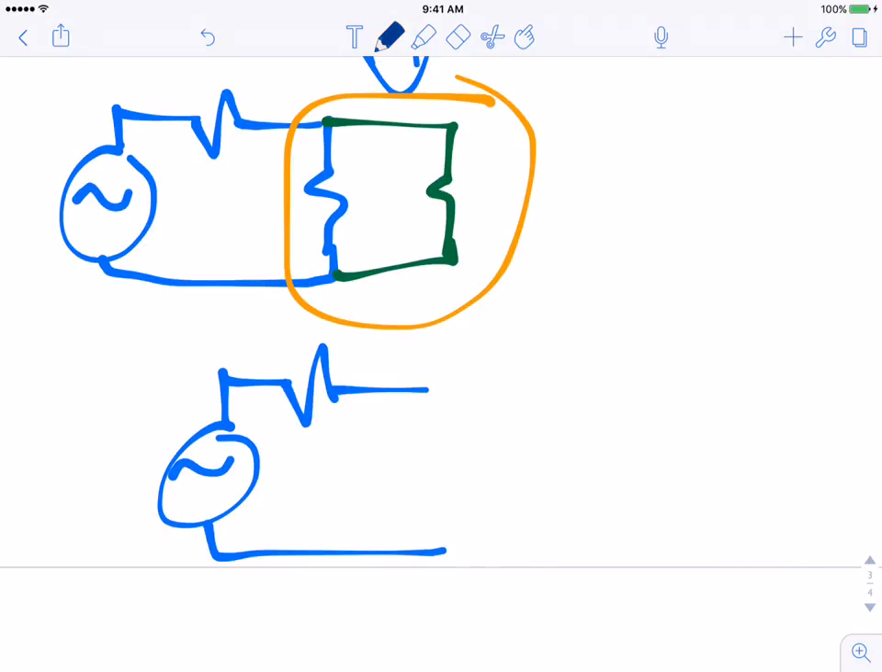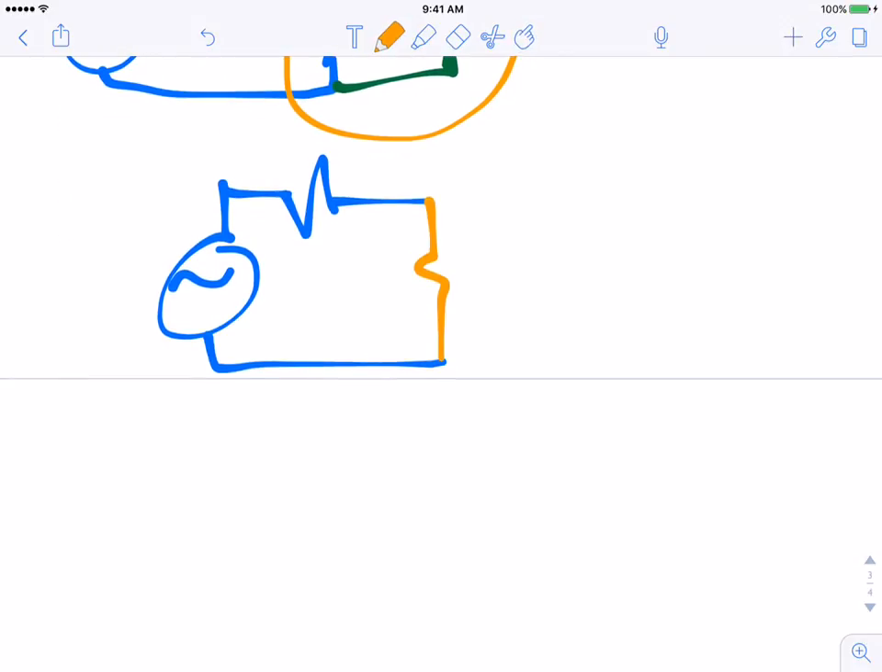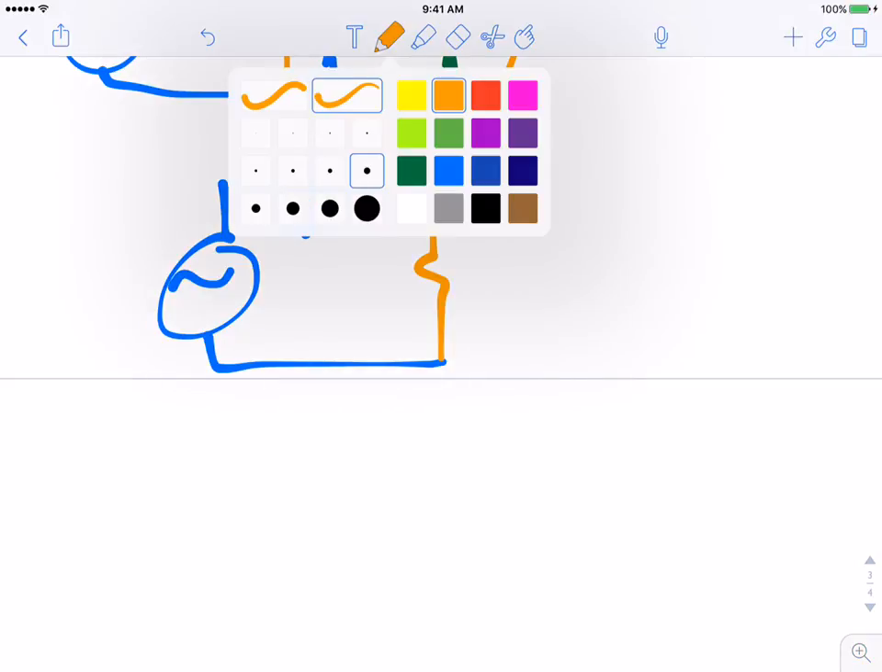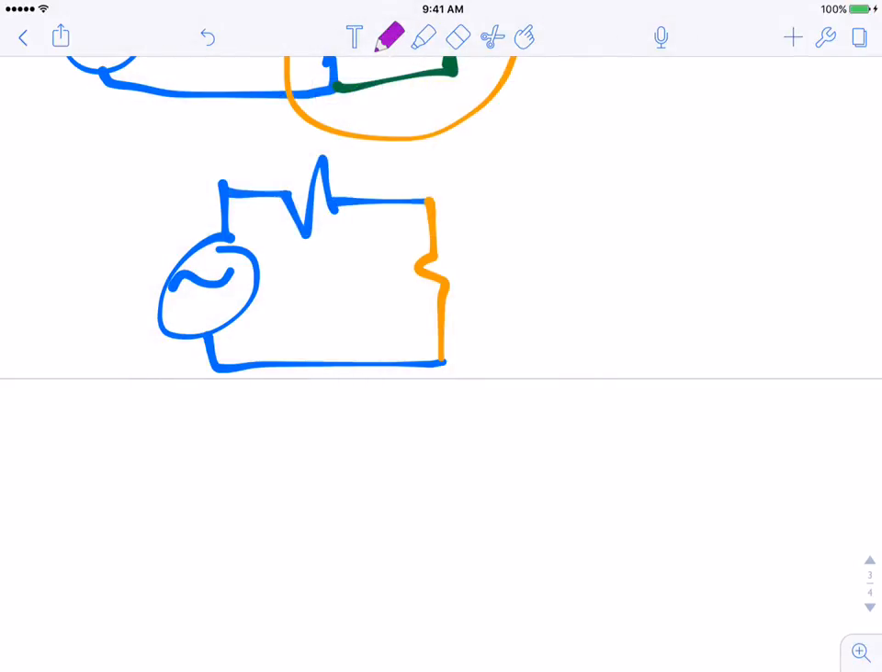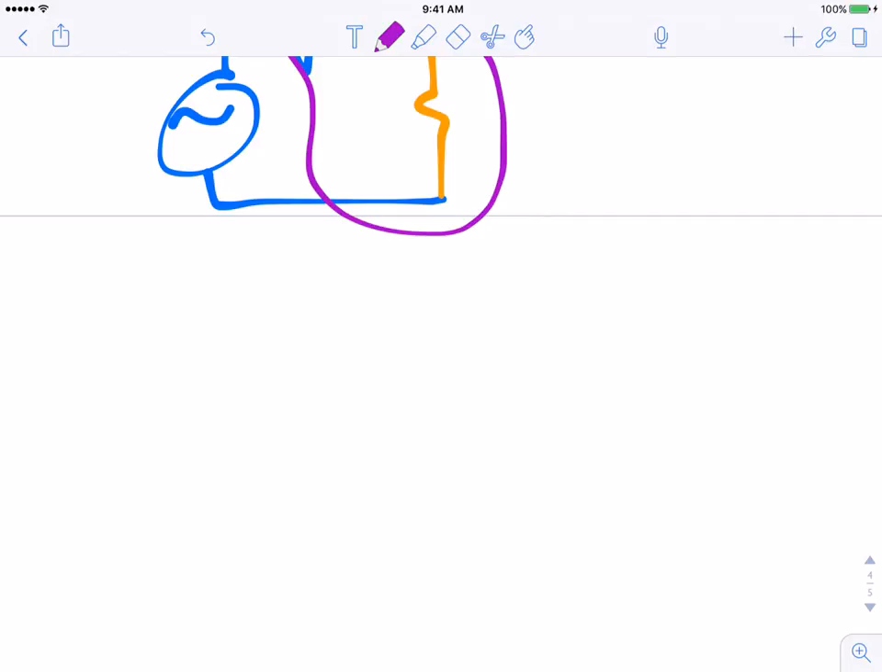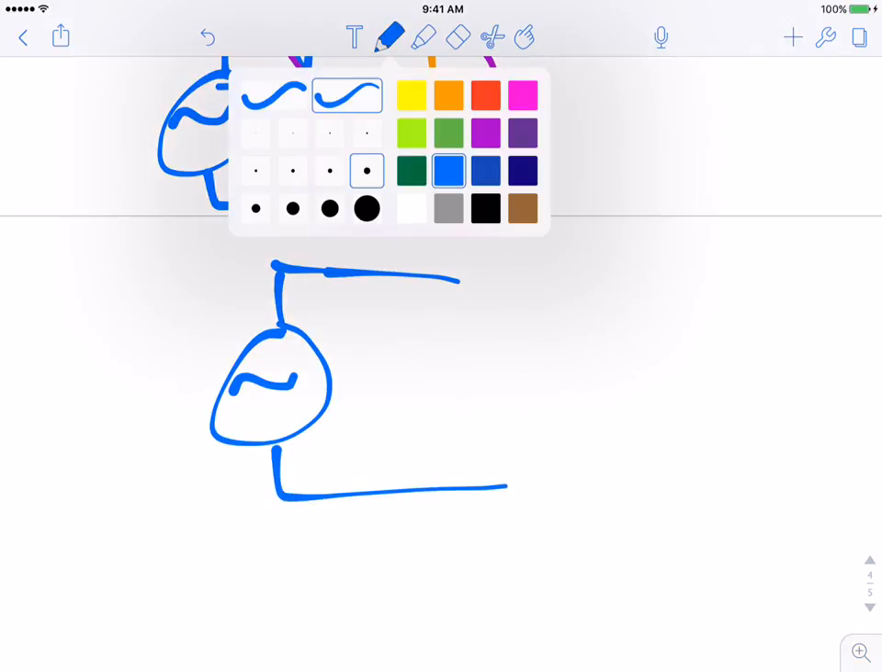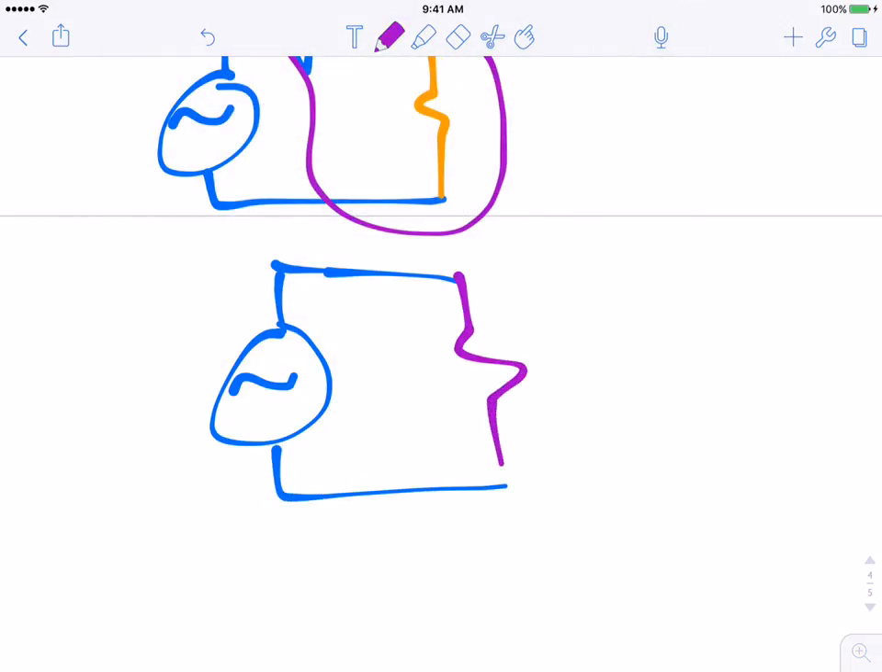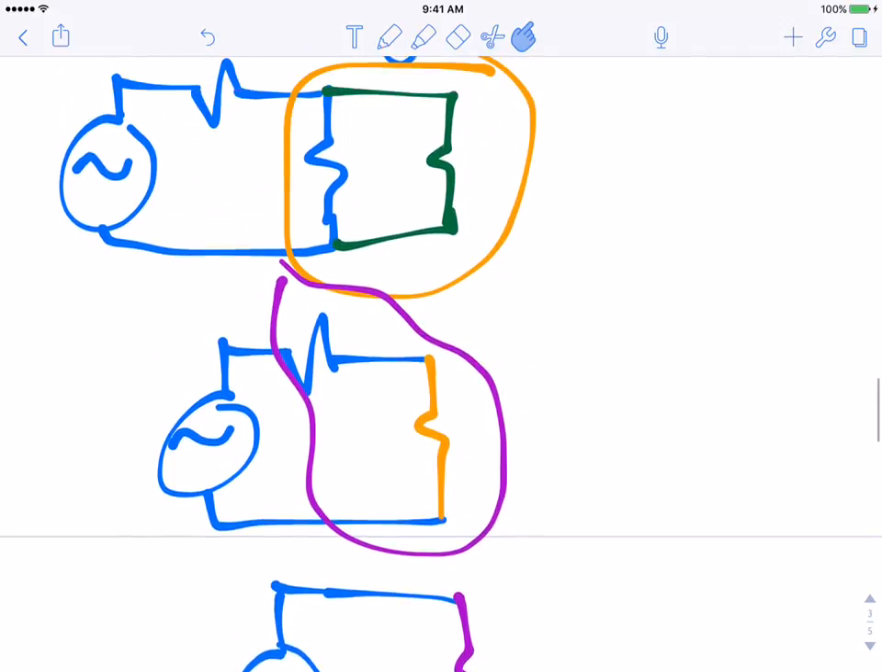It looks a little bit tedious, but once you have a little bit of practice, then you're going to be able to do this very quickly. Okay, so now you've got this. So what are you going to do now? You're going to combine these two using the series equation, and now you just have your generator and your one impedance, and you can calculate.